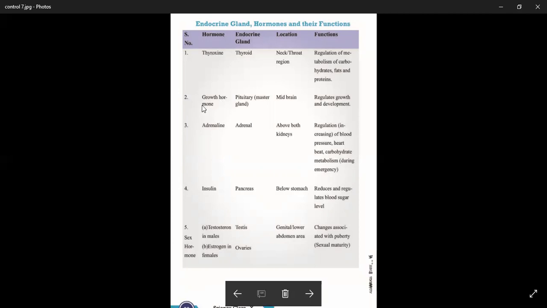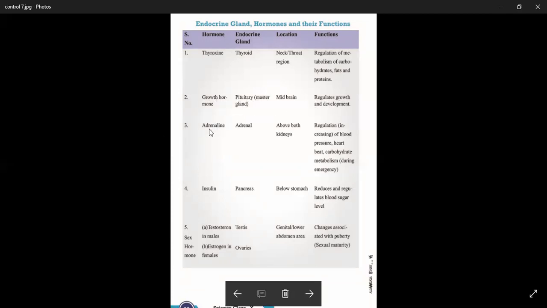Now growth hormone. It is secreted from the pituitary gland. The pituitary gland is present in the midbrain. The pituitary gland is also called the master gland of the body. So it releases trophic hormones, which regulate the function of other endocrine glands. So it regulates growth hormone, which helps in the growth and development of the body.